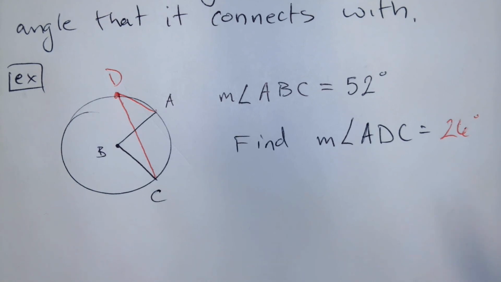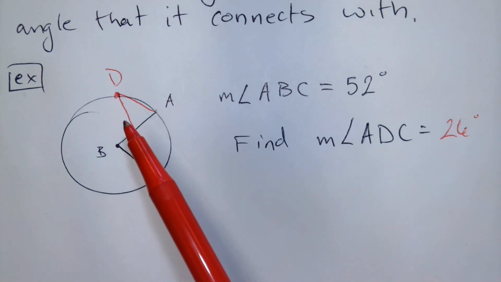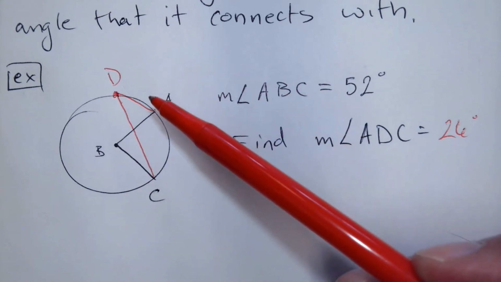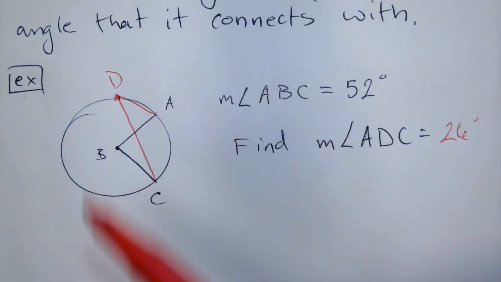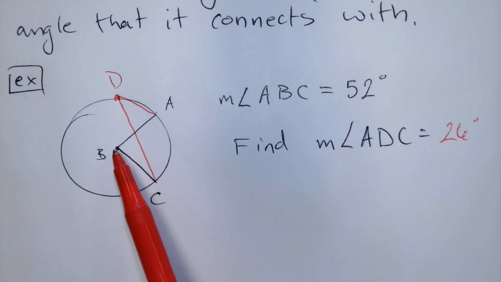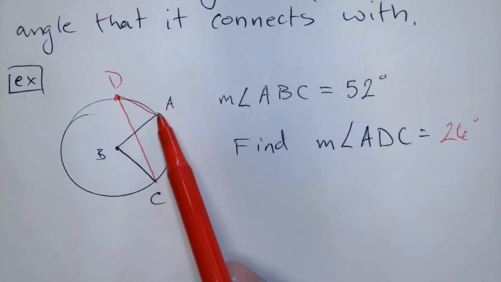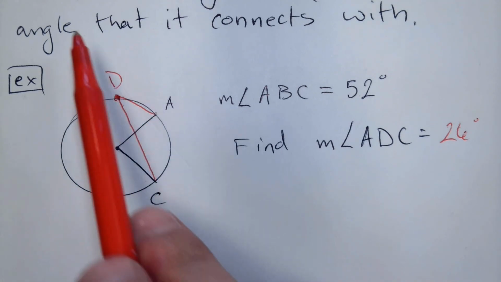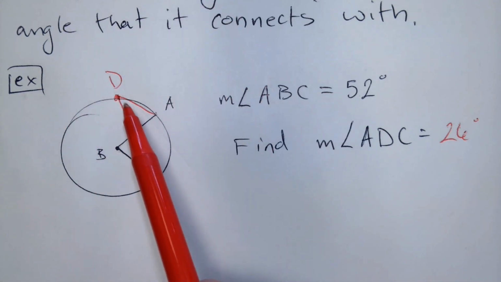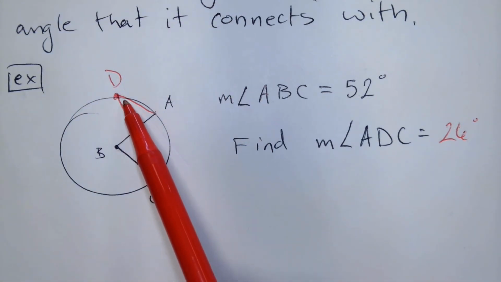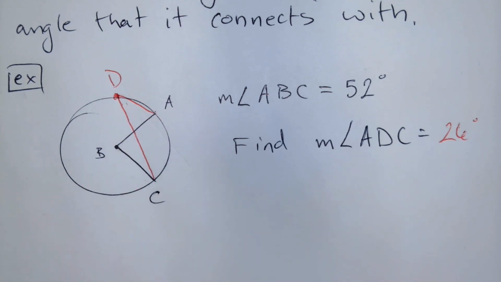So, the inscribed angle is the red angle. It's inscribed because it's on the circumference of the circle, whereas the central angle connects to the center. And we have 52 for ABC, so an inscribed angle is half of that, so you cut it in half. If you were given the inscribed angle, then you multiply by 2 to get the central angle. That's all you're doing. That's the end of the notes.